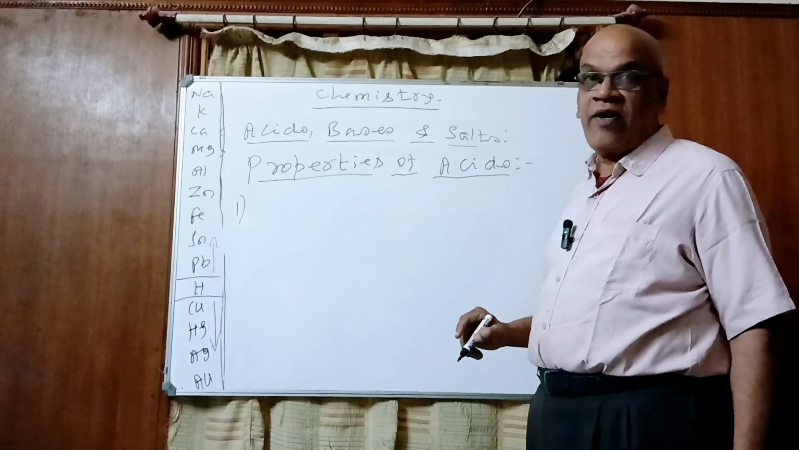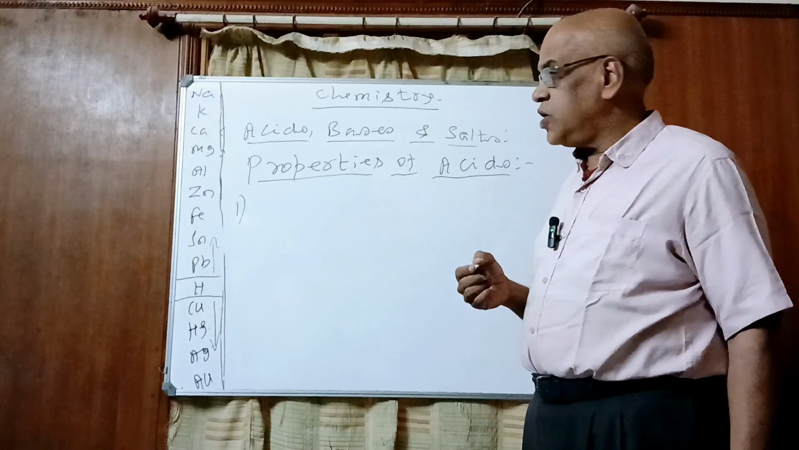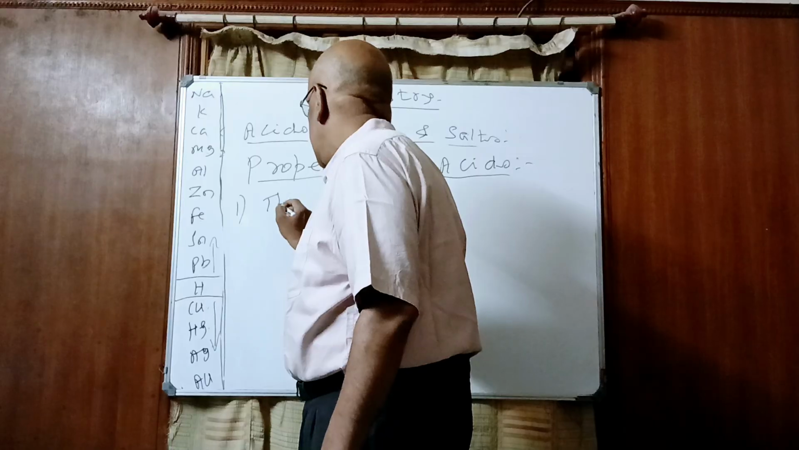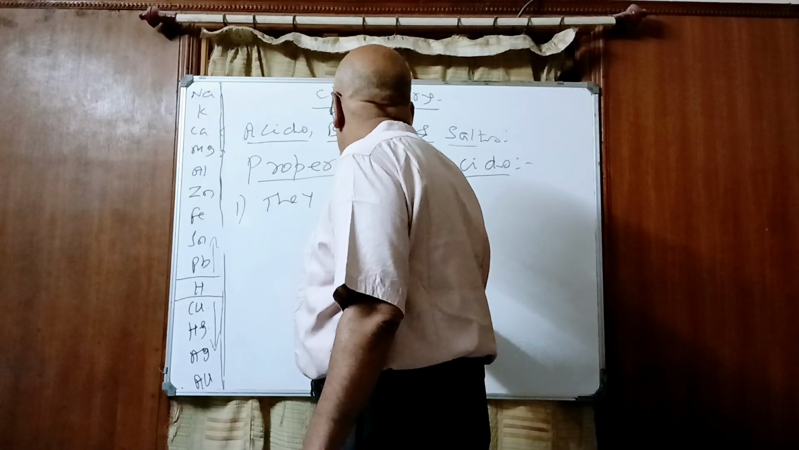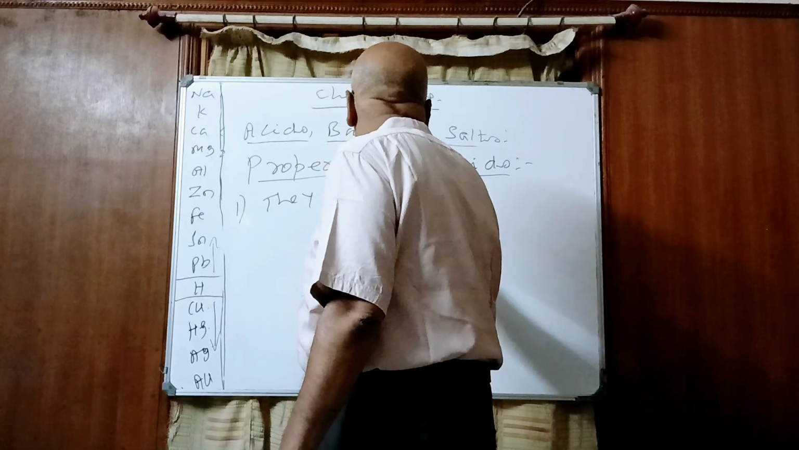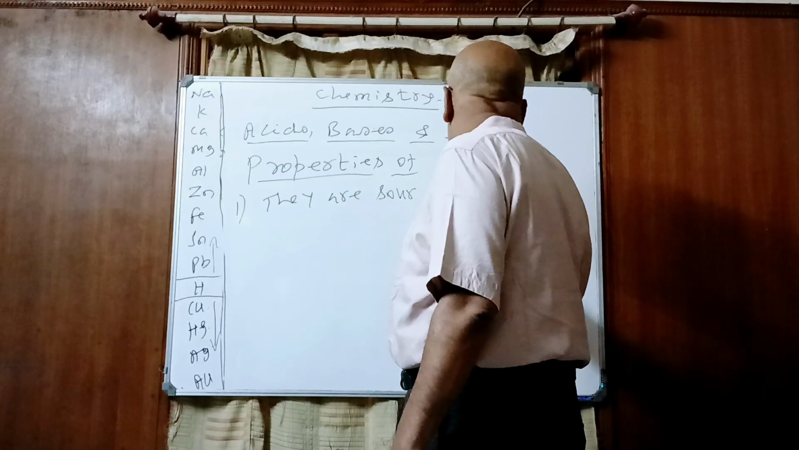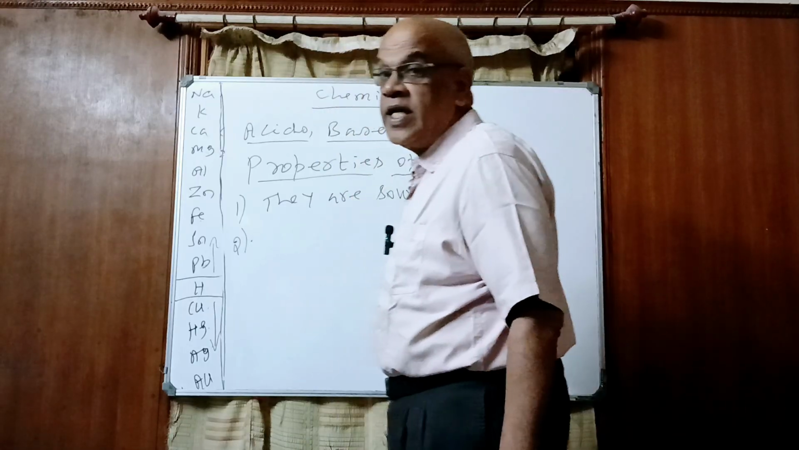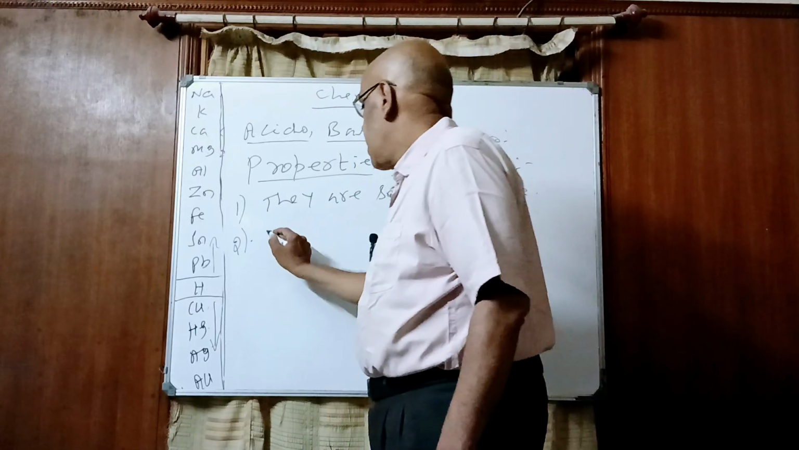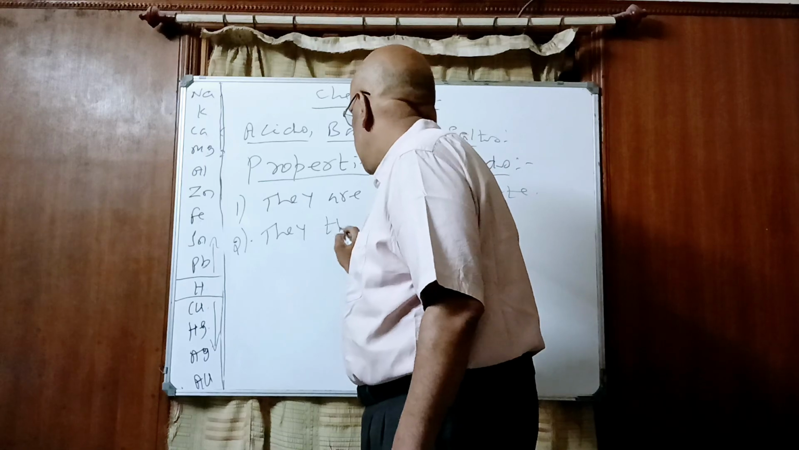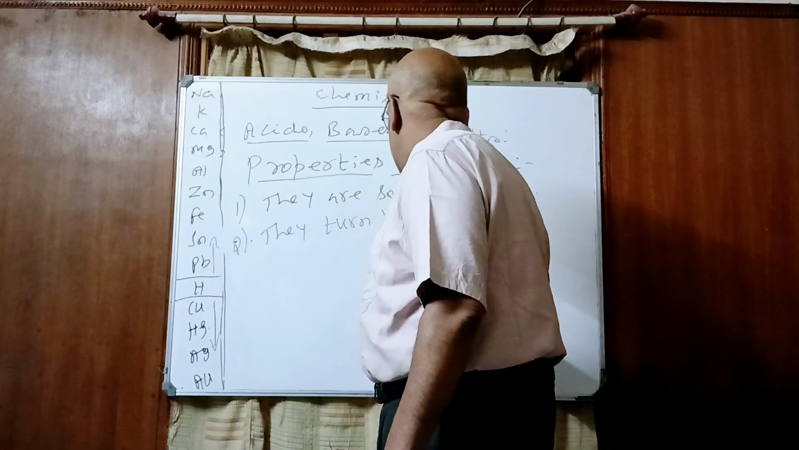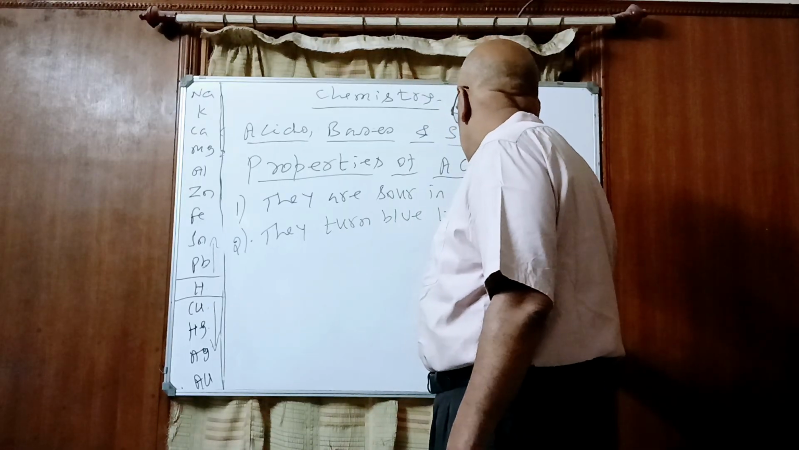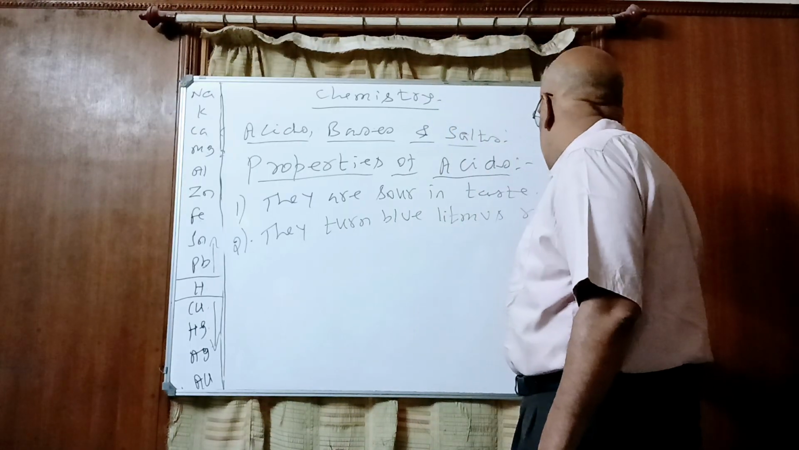Properties of acids is our next topic, children. Again a small, scoring topic. What are the properties of acids? Acids are sour in taste. Then we discussed indicators, children. Acids turn blue litmus red.